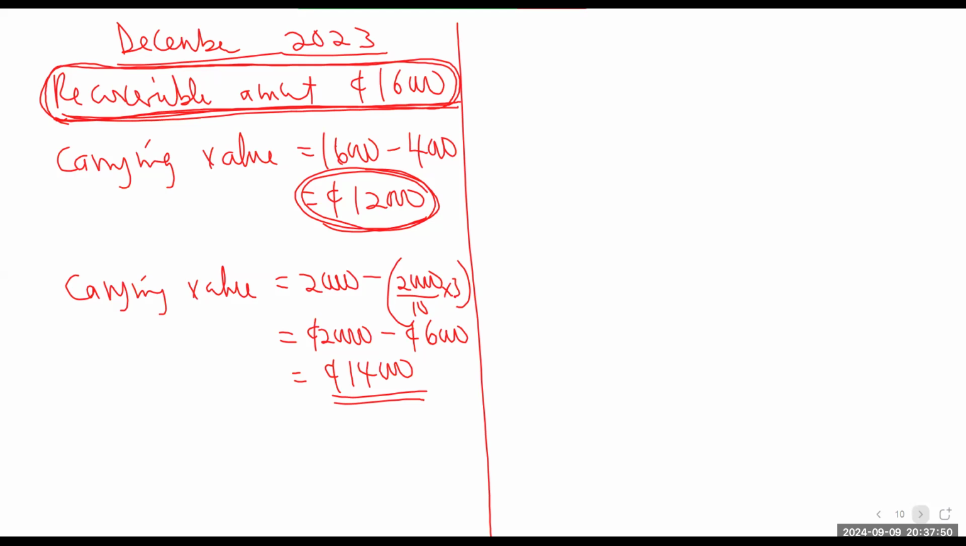If the impairment had not happened, the carrying value at the day they are giving this to us would have been 14,000. They are giving a recoverable amount of what? 16,000. It means that the impairment should not happen in the first place.